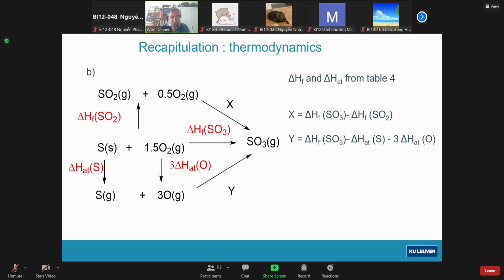And again, we have to invert the arrow, because we start from sulfur atoms and go back to sulfur in the solid state. So that's the opposite direction. So it's a minus atomization enthalpy of sulfur. And the same thing for oxygen, but 3 times, because we have 3 atoms of oxygen.